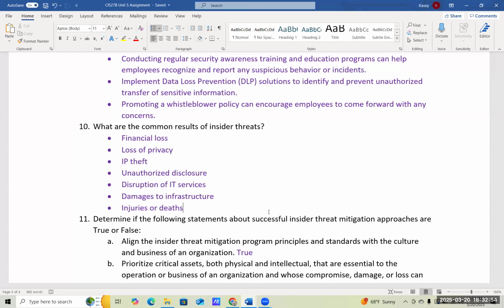We want to align the insider threat mitigation program principles and standards with the culture and the business of an organization. So that's important. That's true. Emphasizing culture and the business of the organization. So looking at their mission, right? Looking at the activities and the culture, the population and how people interact. So we want to make sure that we have the program that really caters or is customized for that company's mission, operations and their people.